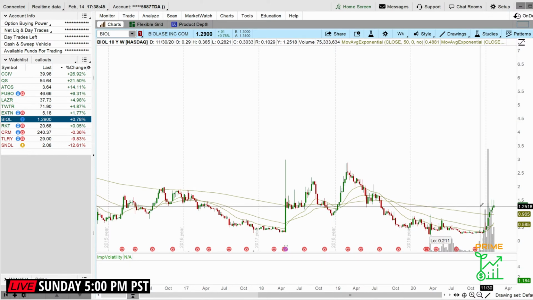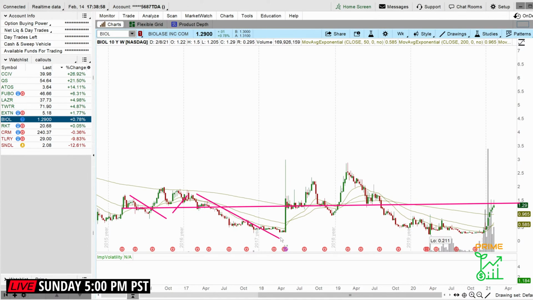So we're getting closer in this one on BIOL. We're getting a little bit closer to that area of the chart that the price likes to, it's almost like a magnet, where the price likes to keep coming back to that area. You can kind of see it where its value is, right? You can see it doing one of these things, and now it's heading right back up there.